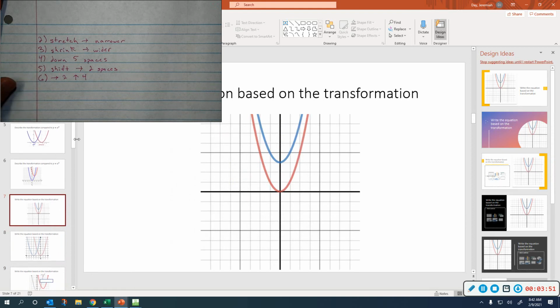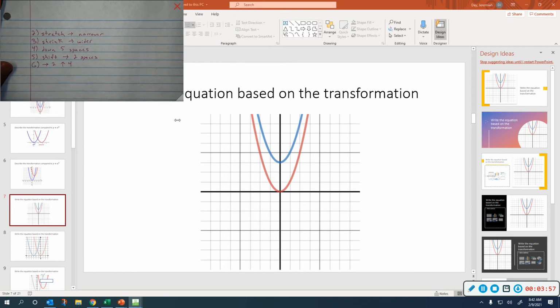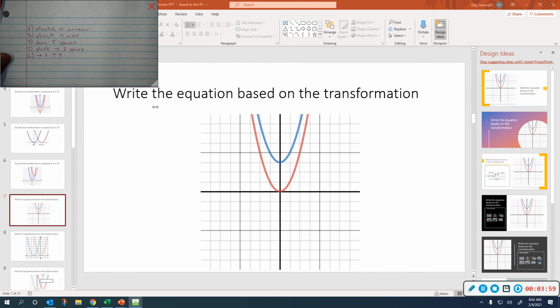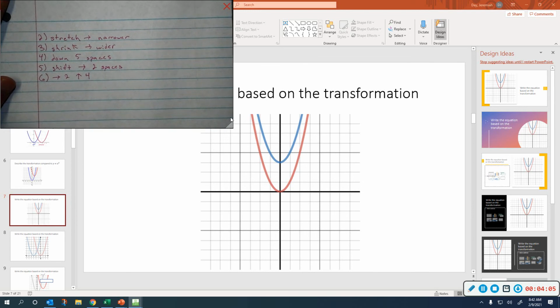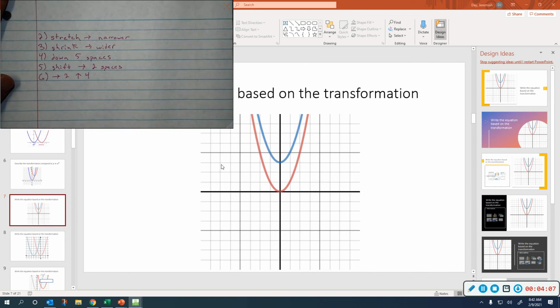Sorry, I covered up the directions, but it says write the equation based on the transformation. So now we're going to have to write the equation each time. Now, this equation, we can see, is just moving up 3 spaces. So think about how to move up 3 spaces and write your answer.